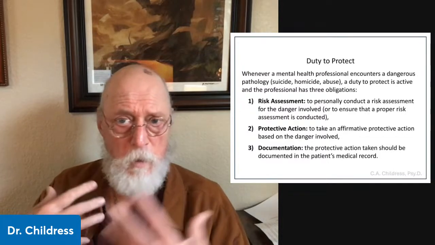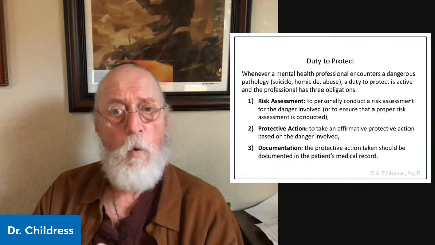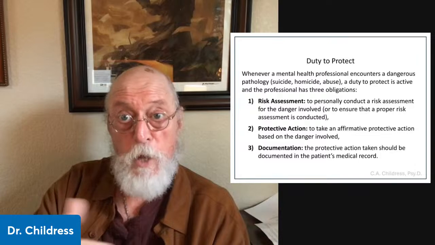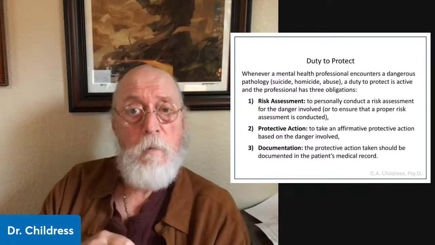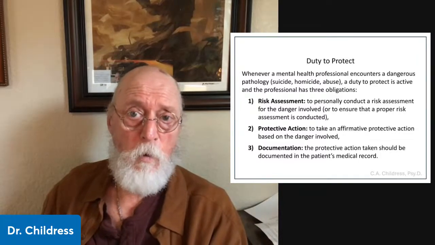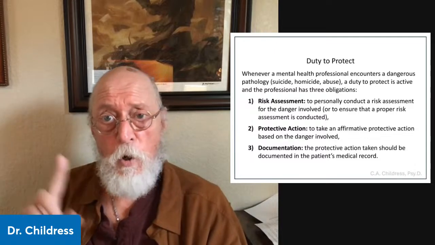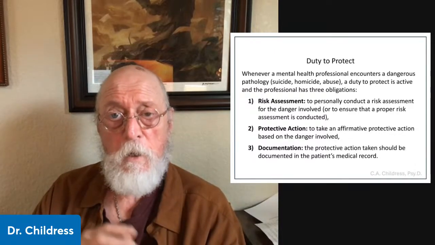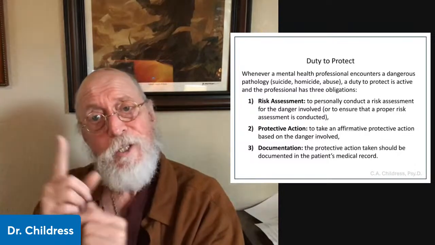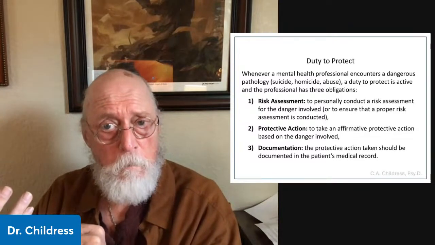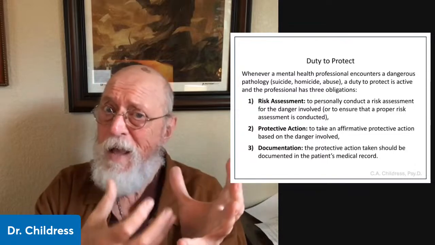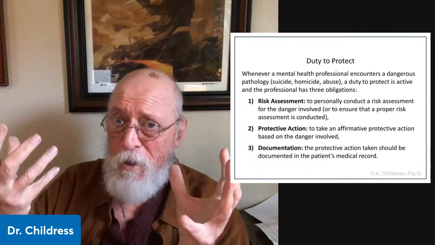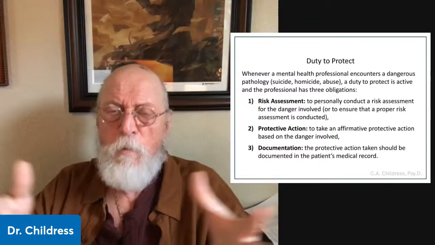They must first either conduct a risk assessment or make sure that it gets conducted, take some sort of protective action, and then document what protective action we took in the medical record. So that should be occurring in all cases of court-involved custody conflict where a child is seeking to escape or flee from a parent, because that would indicate that parent is either abusing the child, creating authentic attachment pathology, in which case we have duty to protect obligations.